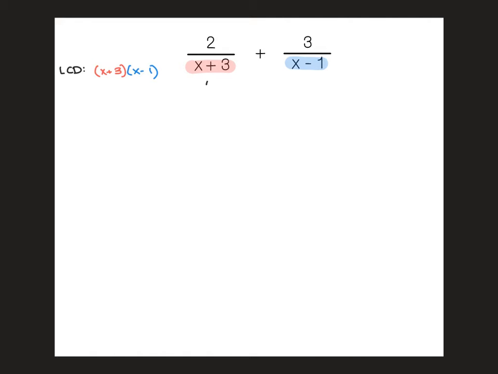If you focus just on the first part of this expression, I have 2 over x plus 3. In order to have my least common denominator, I also need to include x minus 1. Anything I add to the bottom when multiplying, I need to also do on the top. I'm going to carry down my addition sign.